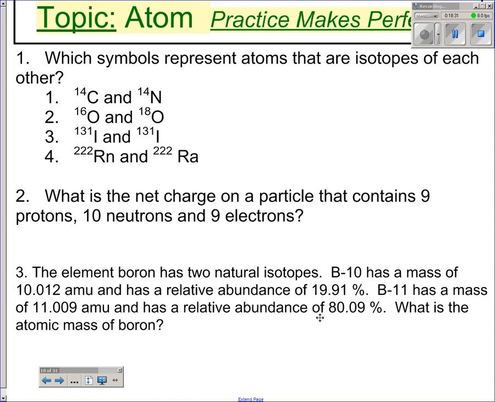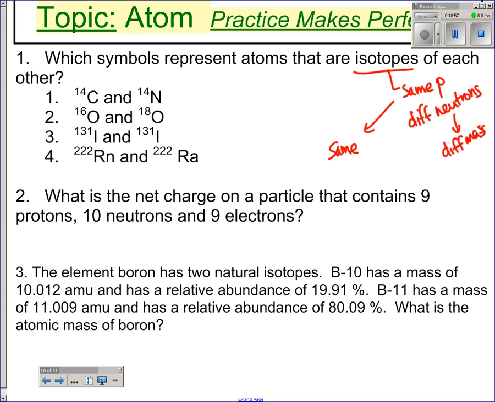So if we look at the types of problems that go along with isotopes, which symbols represent atoms that are isotopes of each other? Isotope means same protons, different neutrons. If they have different neutrons, that means they're going to have a different mass. So if we look at this problem, we want the same protons. Same protons means the same element. So we can immediately eliminate 4 and 1 because they're different elements of each other.